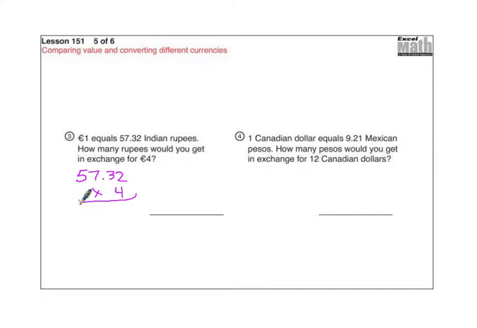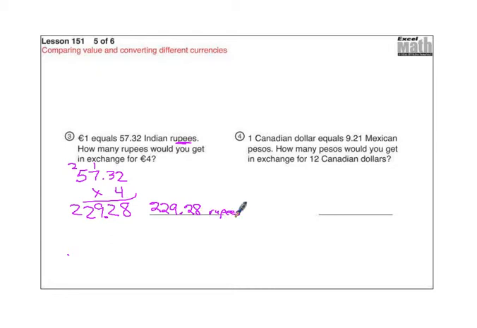Can you believe this is 6th grade Excel? Easy, huh? 2 times 4 is 8. 3 times 4, 12. Carry the 1. 7 times 4, 28. Plus 1, 29. Carry the 1. 5 times 4, 20. Plus 2, 22. Where's the decimal point go? 2 spots, between the 9 and the 2. 229.28 what? Rupees.